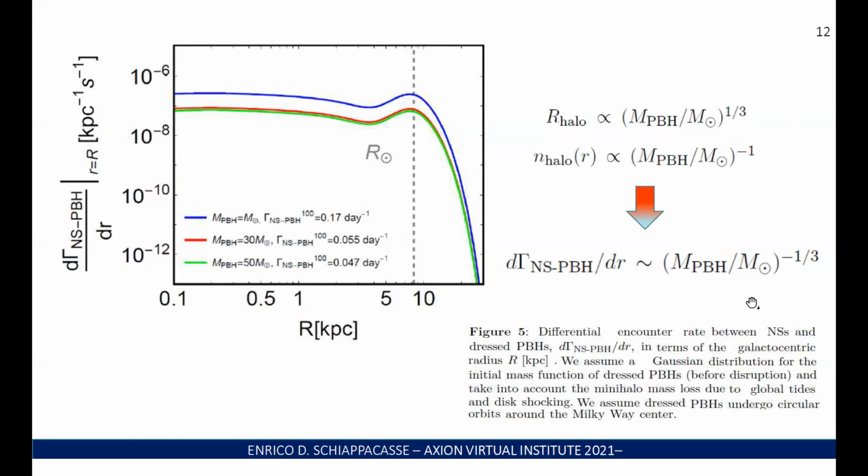The heavier the primordial black hole mass, the smaller the encounter rate, because the decrease of the number density of the primordial black holes dominates over the increase of the geometric cross-section.